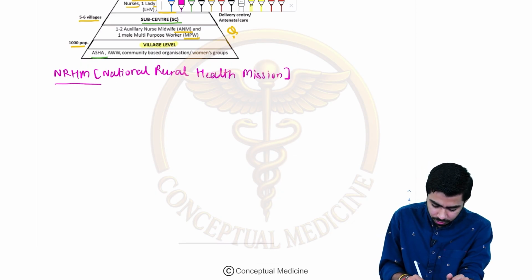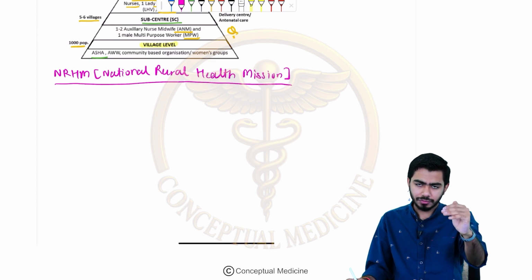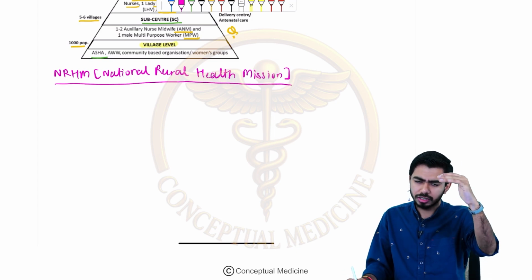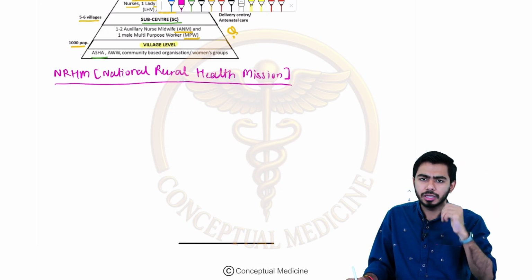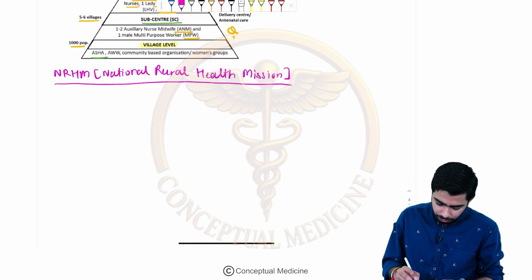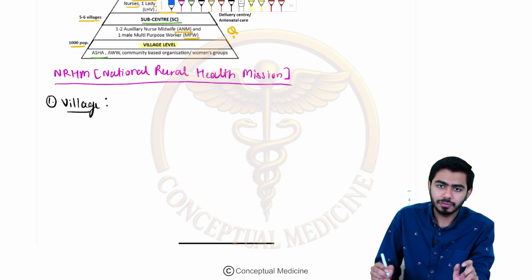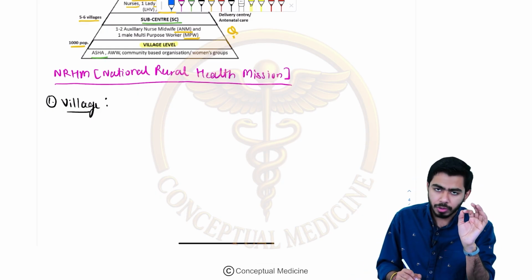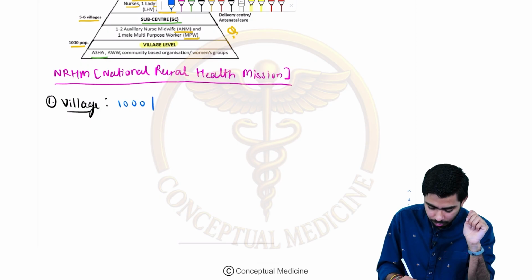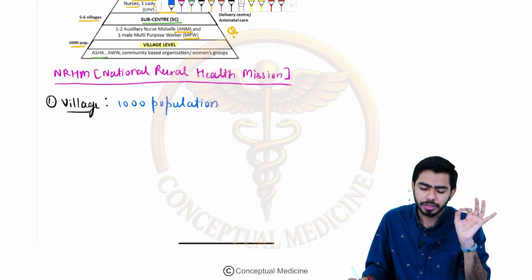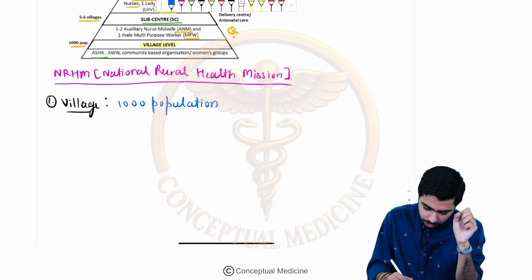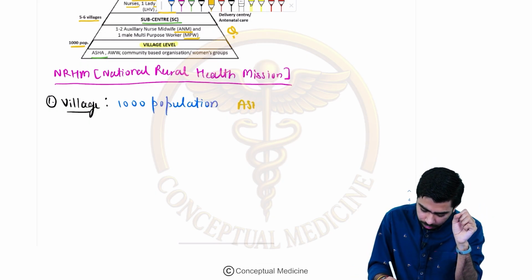Under this National Rural Health Mission, there is a village level, then ASHA is working over there, then there is a sub-center, then a primary healthcare center, and a community healthcare center. Let me brief the village level very fast. At the village level, how much population are we talking about? 1,000 population. Who is working over there? ASHA worker.